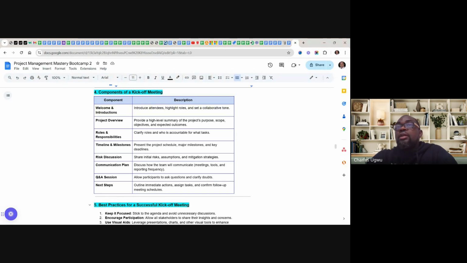Like in our own case, we already have a WhatsApp group. Some people use Slack. Some people use Telegram. Some people use email. You know what works for you, and you talk about it. And like I said, it's going to be a discussion. It's going to be a forum for interaction. So we'll have a question and answer session, to allow participants to ask questions and clarify doubts.